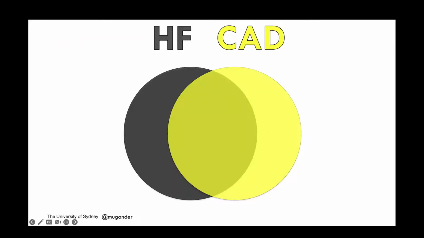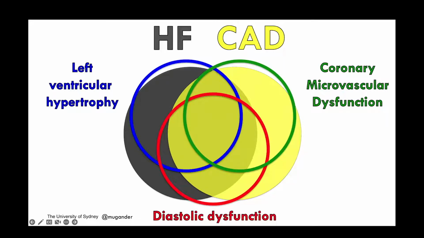So let's start by taking a step back and reflecting a bit about the overlap between coronary artery disease and heart failure. There are certainly people who have coronary artery disease without heart failure and heart failure without coronary artery disease, but there is a sizable overlap, as we're all too familiar. Now, overlaying on top of this, we have interacting pathophysiological characteristics. We have left ventricular hypertrophy, diastolic dysfunction, and coronary microvascular dysfunction.